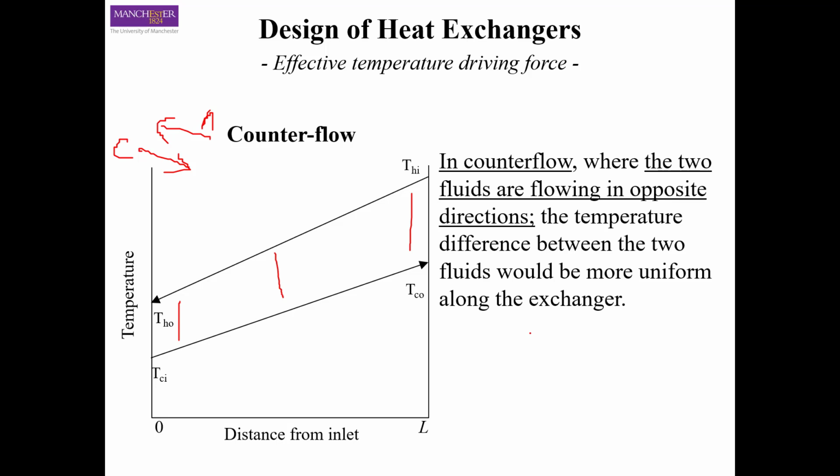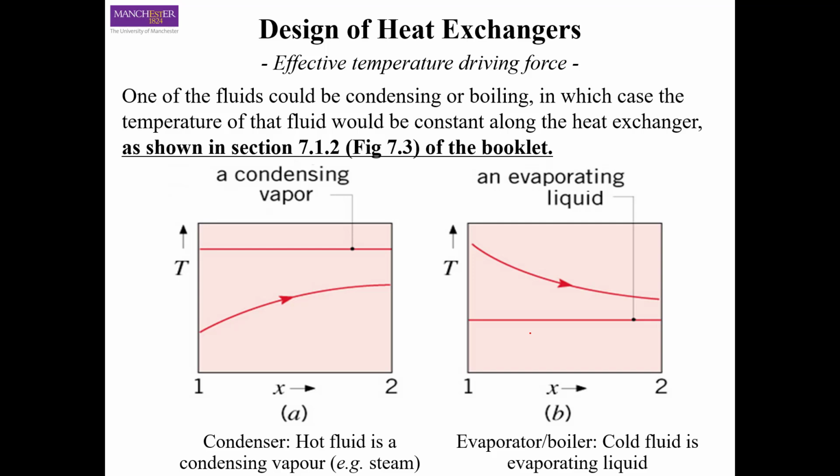Now we can also have some situations where one of the fluids is actually a constant temperature fluid, where the temperature is not changing over the length of the heat exchanger, and that could be, for example, a condensing vapor. So in your booklet in section 7.12, figure 7.3, there are some other cases where you can have different temperature profiles depending on the flow pattern and the fluid nature. So please have a look at that.